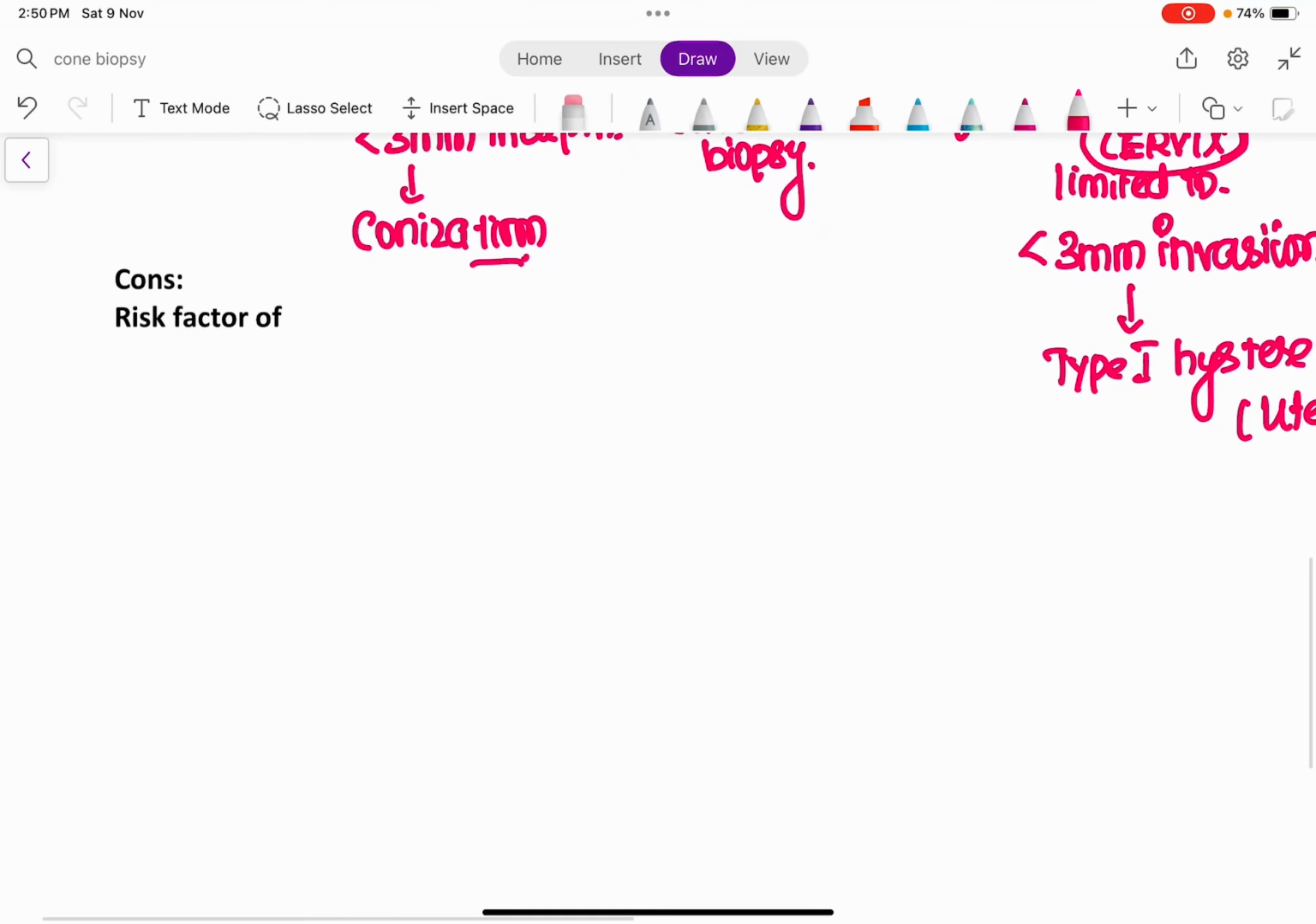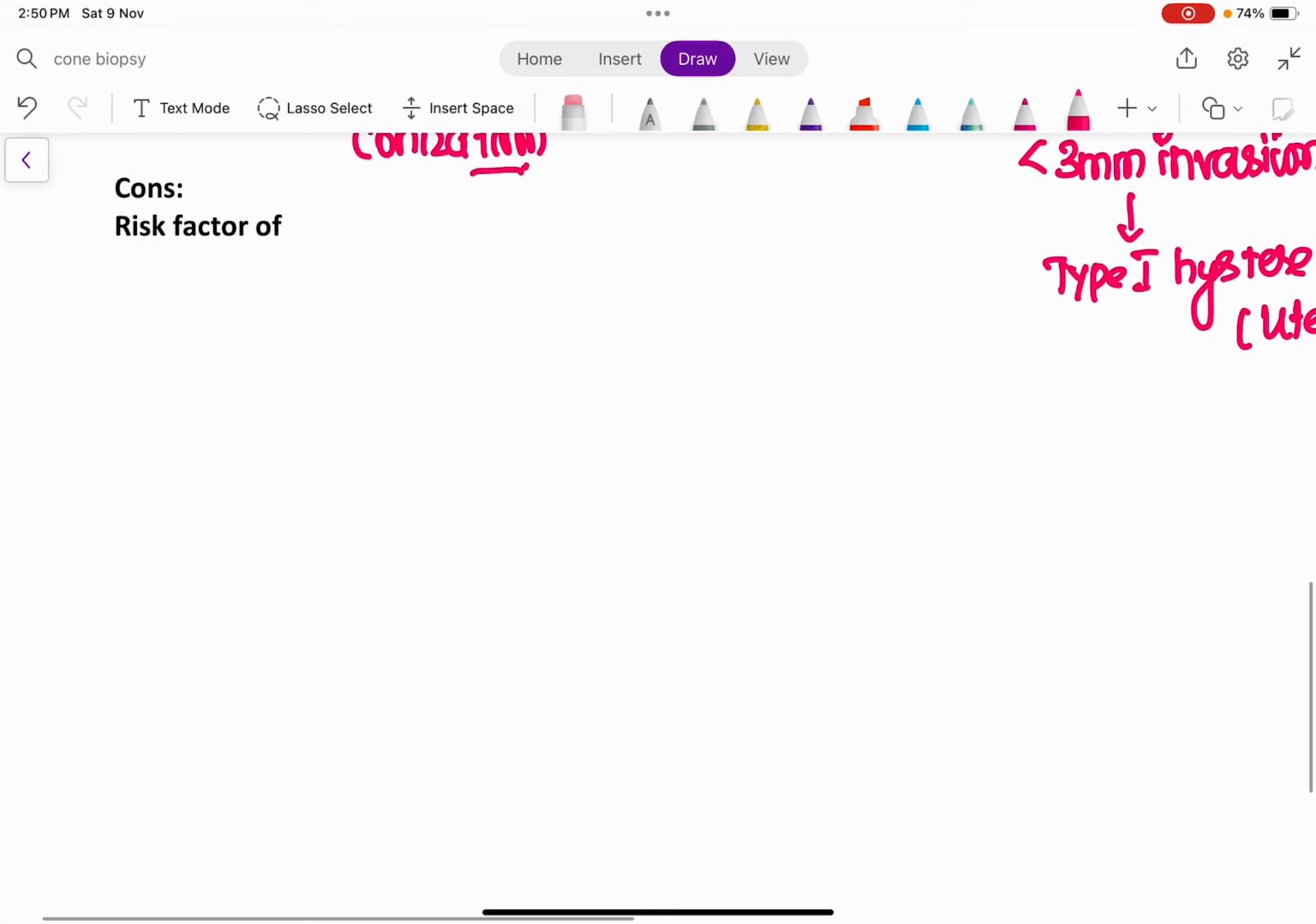Okay, so we have discussed the pros of this cone biopsy. Now, what are the cons of the cone biopsy? The disadvantage is that this is actually an OT procedure. So this procedure has to be done in the operation theatre, and anesthesia is definitely needed.